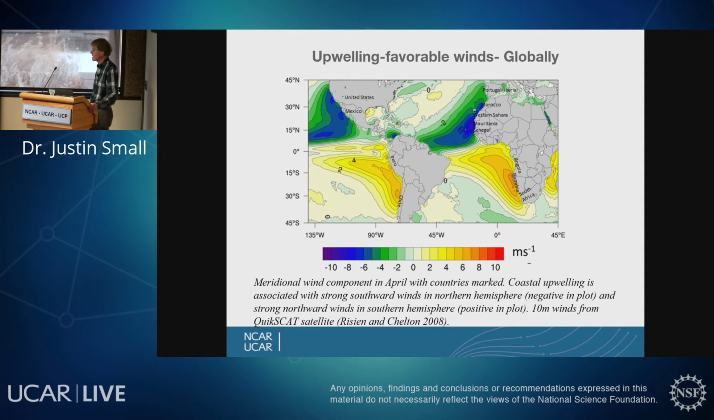Looking at a global map of where the upwelling favorable winds are, this map is showing meridional wind stress. Actually, it's meridional wind in this case, meters a second. It's from one calendar month, April, but it's kind of representative. And what you see in the northern hemisphere are the southward winds along the coast of California and of Northwest Africa. And then in the southern hemisphere, you have northward winds off Chile and Peru and off Southwest Africa. These are the sign of the winds that are favorable to this Ekman upwelling.